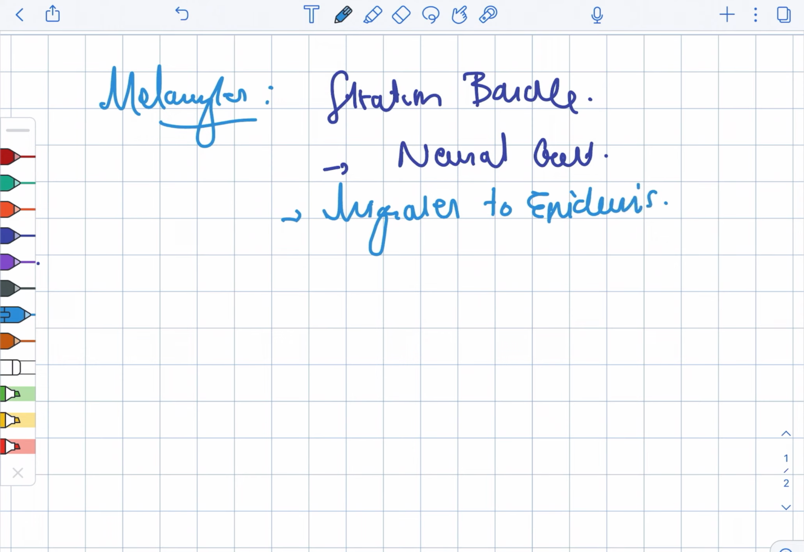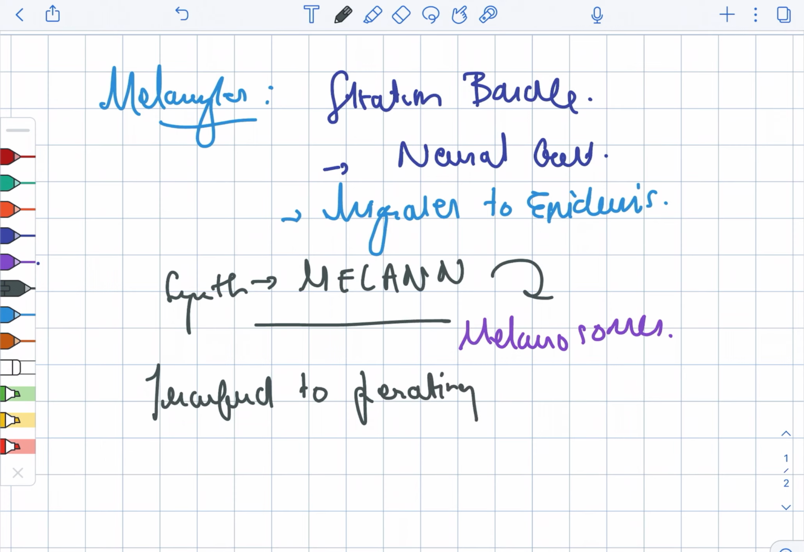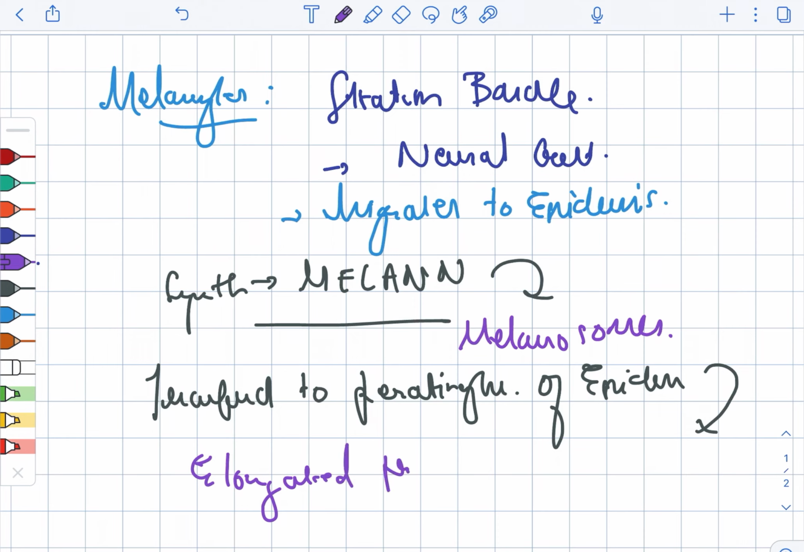Next, looking at the features, the melanocytes synthesize the melanin in granules known as the melanosomes, and it is transferred to the keratinocytes of the epidermis. And this is through an elongated process, and this is known as the dendrites.